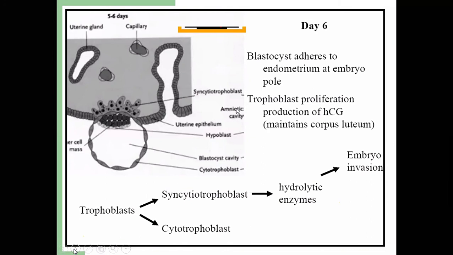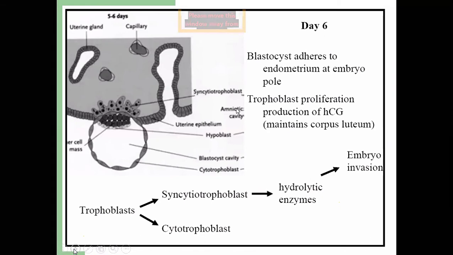So fertilization is usually day 14, or let's say day 16. And on day 6, it will implant. So that's around day 22. 16 plus 6, 22. At this stage, the blastocyst will adhere to the endometrium at the embryonic pole, and the trophoblast proliferation will now produce the human chorionic gonadotropin to maintain the corpus luteum. And there will be now development of the trophoblast.